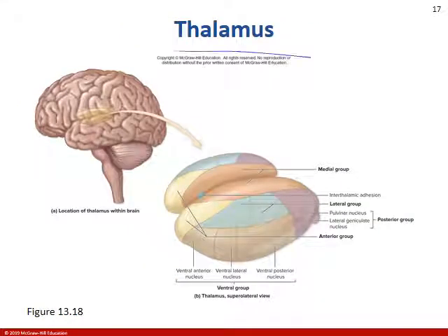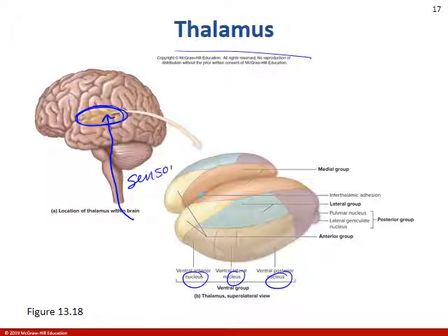Here we have the thalamus. So here at the core, we have the thalamus. It's made up of several different nuclei, and they all have different functions. But if we had to have an overall function, it's going to relay information, specifically sensory information that's coming from the spinal cord and the brainstem. So the thalamus kind of sorts that information and decides where it needs to go in the brain.